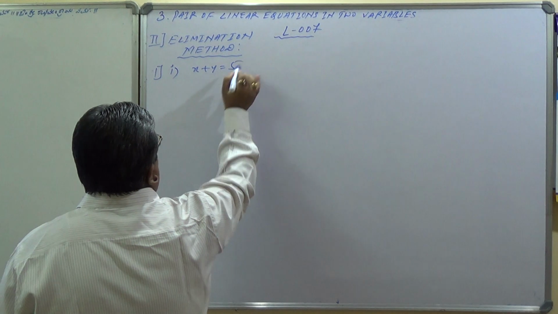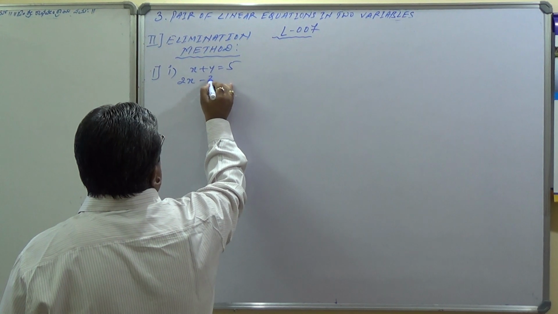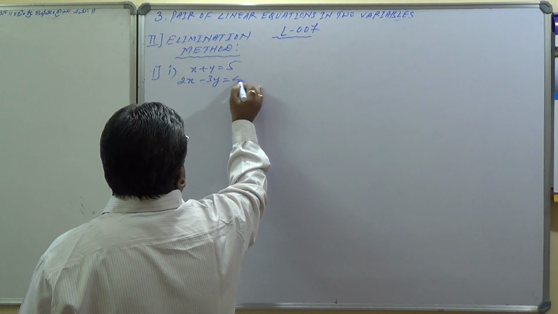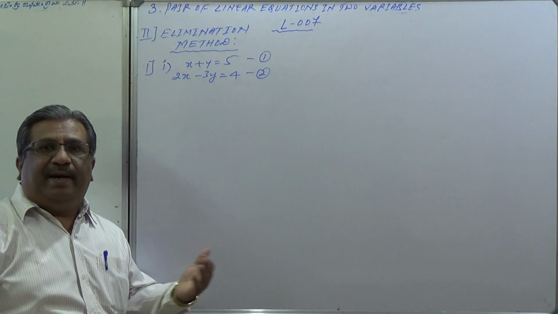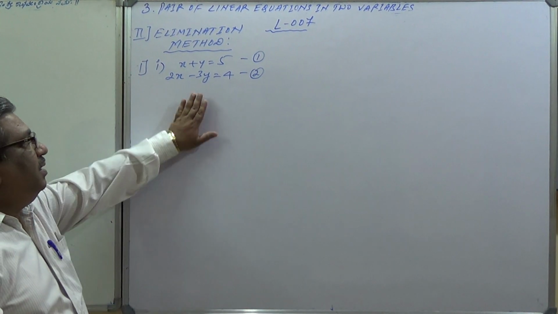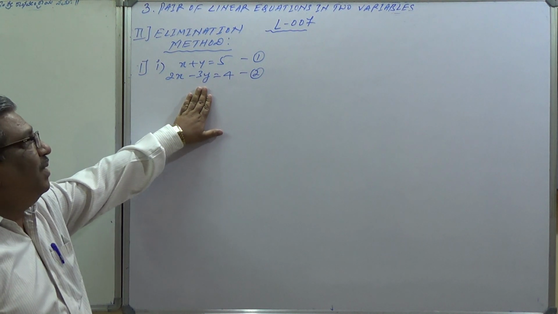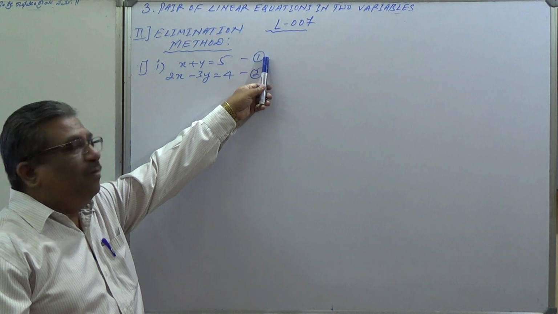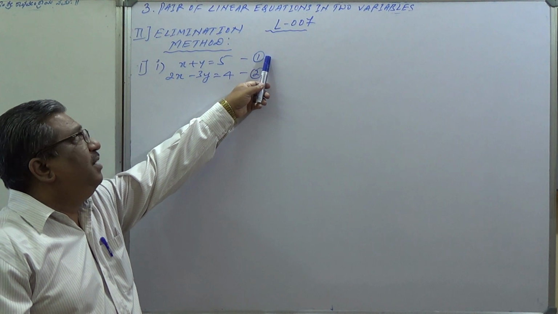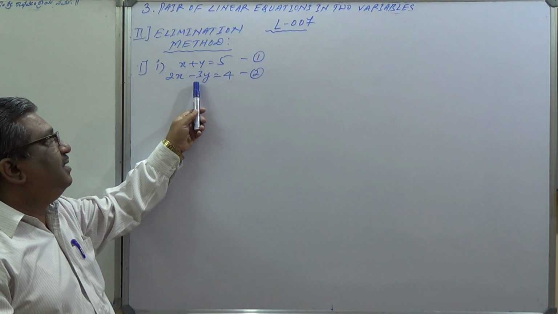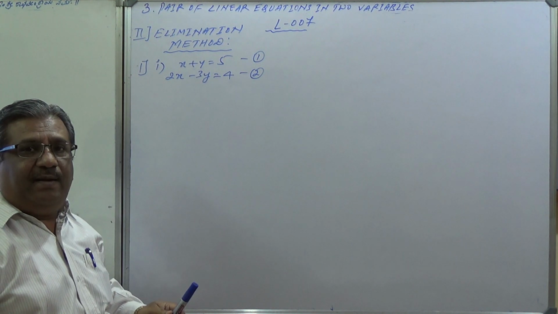x plus y equals 5, 2x minus 3y equals 4. Tag it as 1, tag it as 2. Which one would you like to eliminate over here? Here, I would like to eliminate variable y. Therefore, I am multiplying first equation only by 3. Because if I multiply the first equation by 3, I will get here 3y. And this, as it is, it remains. By addition, I would be able to get rid of the variable y.